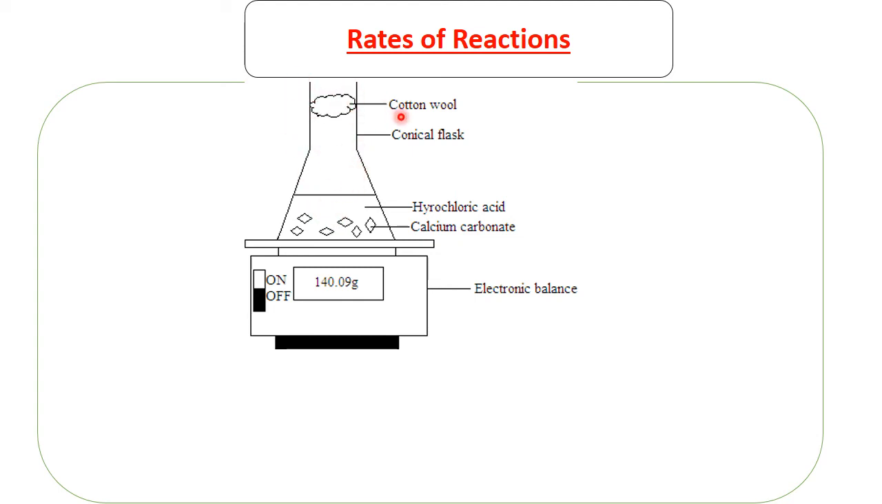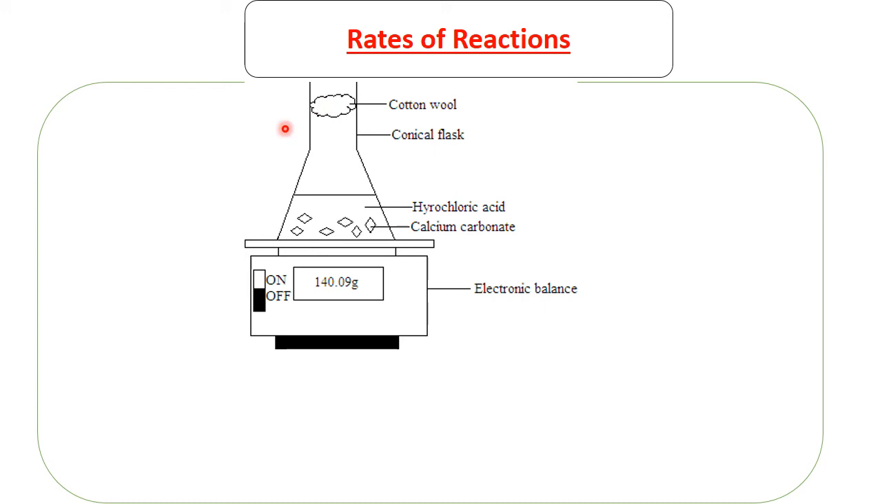Okay, then this cotton wool also has a special feature. It allows the gas to escape. So as the reaction is proceeding, carbon dioxide is being produced. This carbon dioxide is going to penetrate through the cotton wool and it's going to go up. So the mass of the entire apparatus here is just going to be the mass of the reactants remaining, because the carbon dioxide, which is the part of the reactants that are being used up, is escaping.